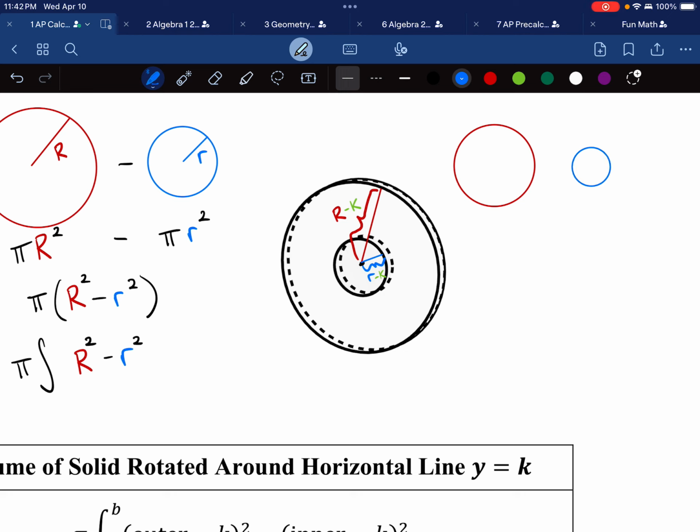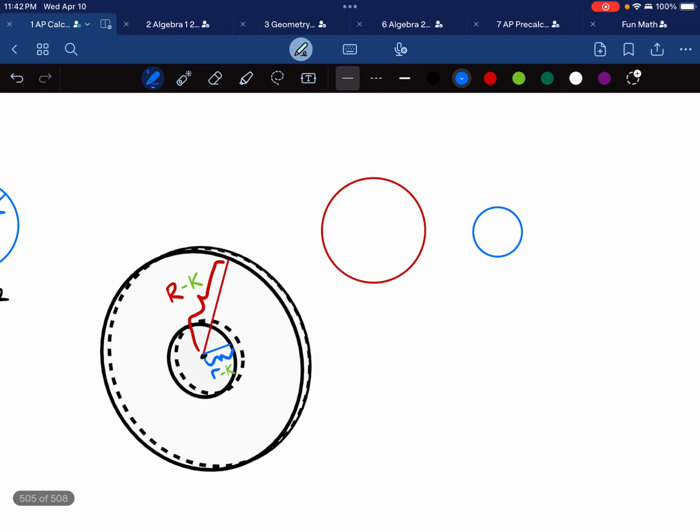There we go. So we're going to say that the distance from here to here is going to be capital R minus k, and the distance from here to here is going to be lowercase r, and then we have to do minus k for each of these, minus k for each of them. And then we're going to do our areas.